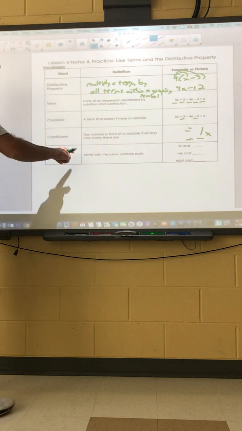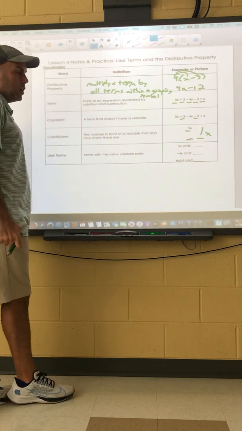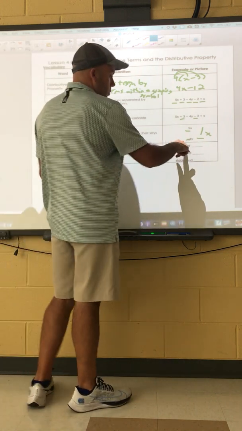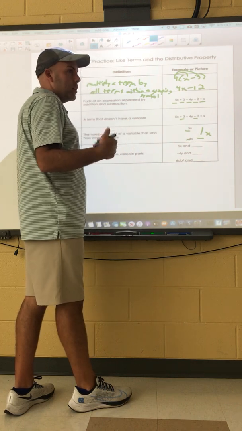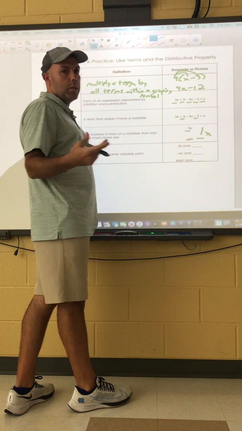And then like terms: terms with the same variable part. We kind of hit on this last time, but just to do it even further, say I've got 5x. I want a like term with 5x. I need the same variable and the same exponent. Again, if I don't see an exponent, it's implied to be a 1.